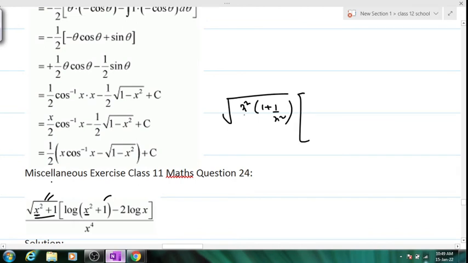Chalo, I have taken x square common from this root. And then out here, see this square. This can be written as like this. Yes or no? Log x square, because this 2 will come in front only. Right? So log a minus log b can be written as log a by b. Yes or no?